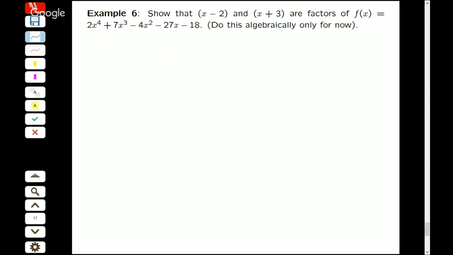Now, example 6 says, show that x minus 2 and x plus 3 are factors of this big old long polynomial. They gave an algebraic answer and a graphical answer. We're not going to mess with the graphical answer right now. We're just doing the algebraic answer in this section. So what I'm going to do is divide by these values and get a remainder of 0.